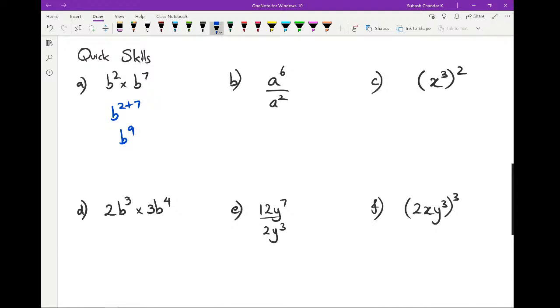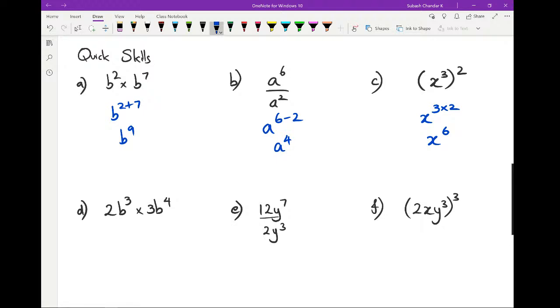When we're doing division of powers with the same bases, you've got to subtract the powers. So you're going to get a to the power of 6 minus 2, which means you end up with a to the power of 4. And then looking at question C, we've got x to the power of 3, to the power of 2. So that means we're going to multiply the powers. So we're going to get 3 times 2, and we end up with x to the power of 6.